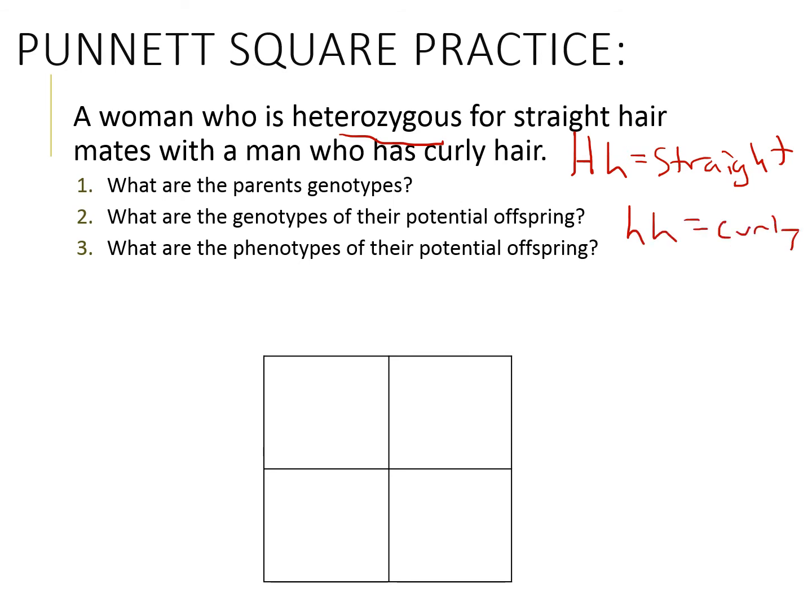So what are the parents' genotypes? I've just written that out for you. Big H, and little h. What are the genotypes of their potential offspring? And then what are the phenotypes of their potential offspring? So how we do this now is as follows.